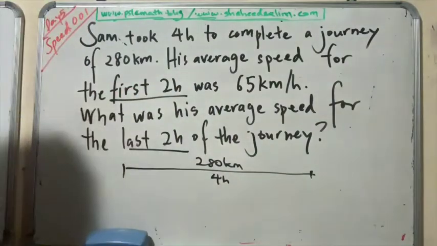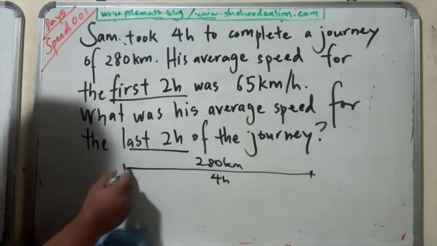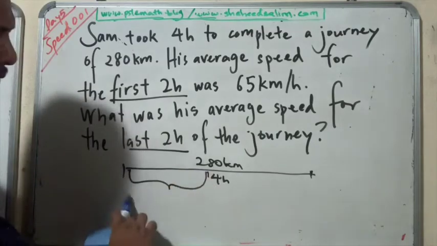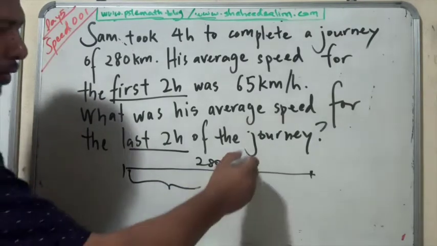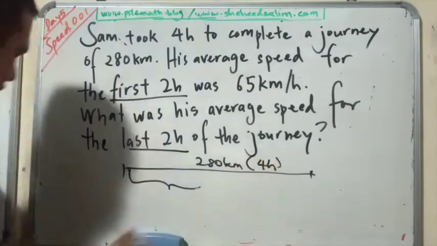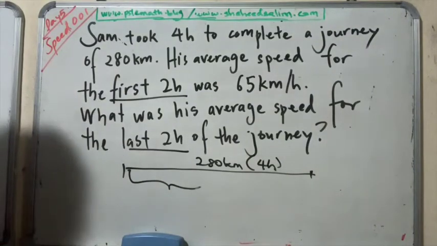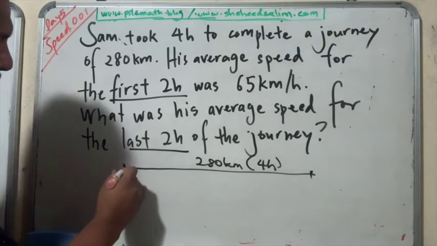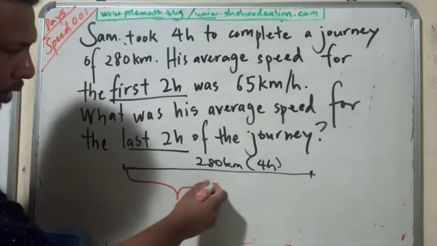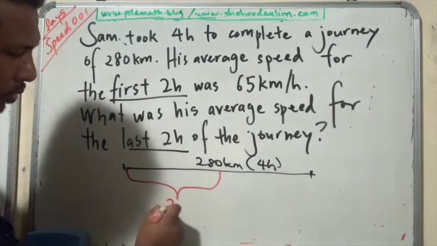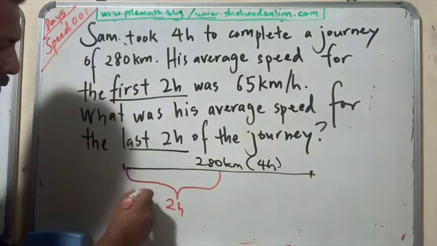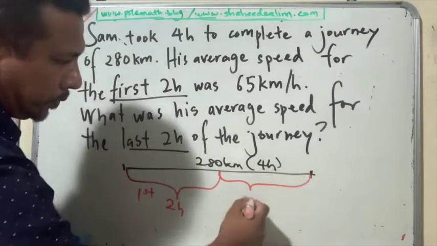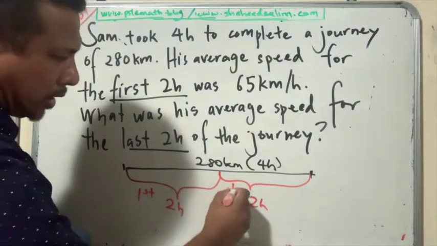All right. So for the first 2 hours, I can divide it into, you know that this is in 4 hours. Now let's divide the time into two halves. All right, this is the first 2 hours, and the next 2 hours, the last 2 hours.